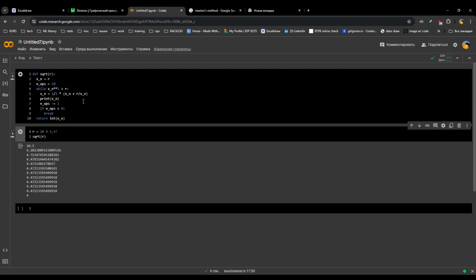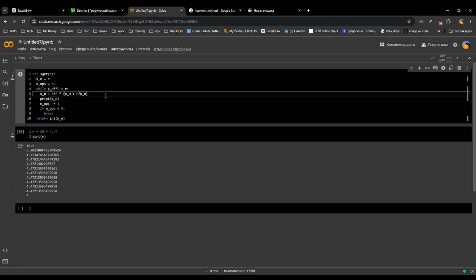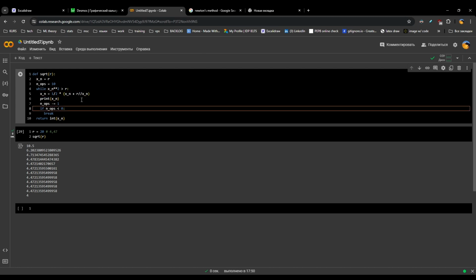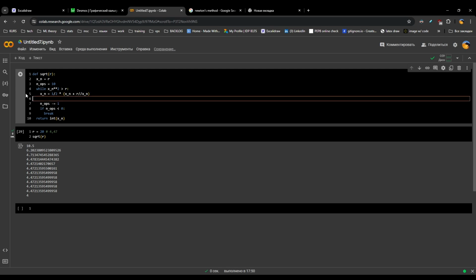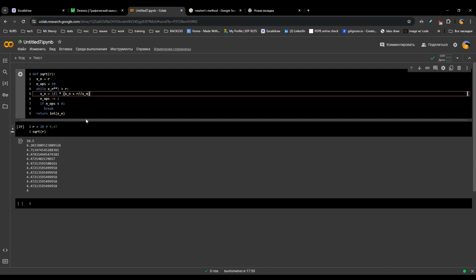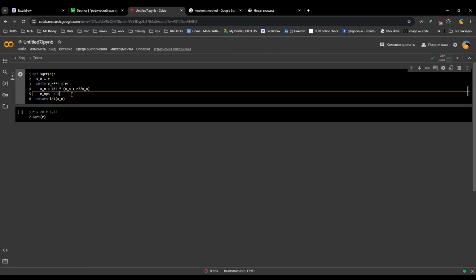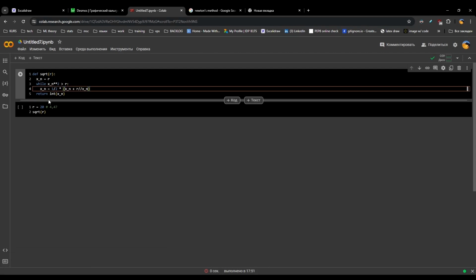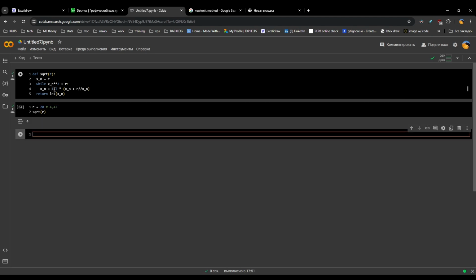So in order to avoid this, we not only need to round the number in the end, but also to round it here by doing a double division operation, which instead of returning a float, returns an int. And this will actually allow us to reach the desired solution, which is the closest number, which is 4.